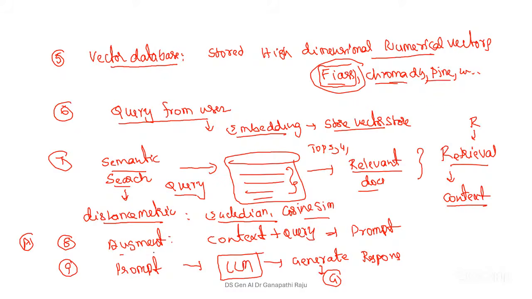The next step is called augmentation. Whatever context we extracted has to be added to the query. This process is called prompting. Now, this prompt we will be sending to the LLM. Then the LLM will do generation of the response. This is called RAG.